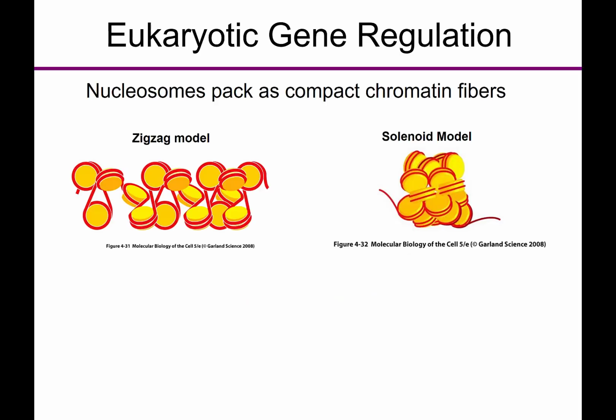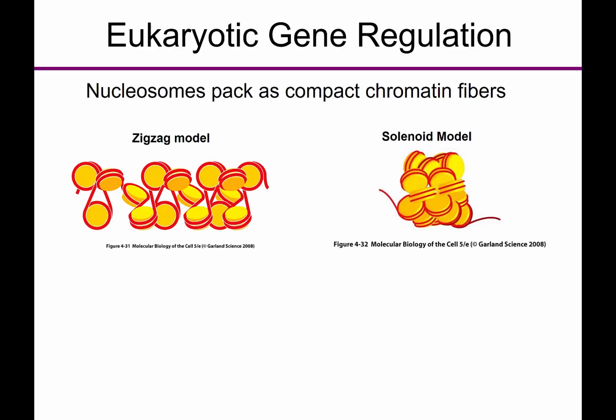Nucleosomes will pack as compact chromatin fibers. So what then happens is you have an additional level of packing, and there are currently two models as to how this beads on a string form of chromatin packs even more tightly. In the zigzag model, you can see that it looks essentially like a zigzag going up and down here. And for the solenoid model, this is essentially a solenoid shape. You can Google what a solenoid shape looks like, but that's essentially it. There's actually evidence for both of these models.